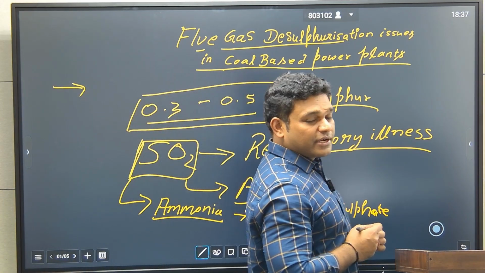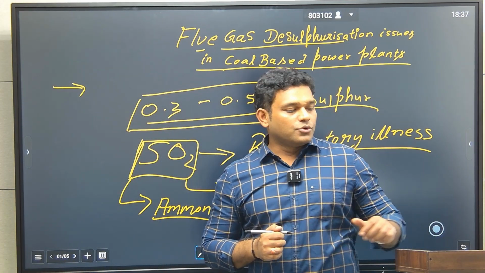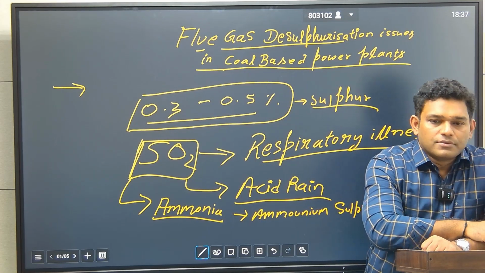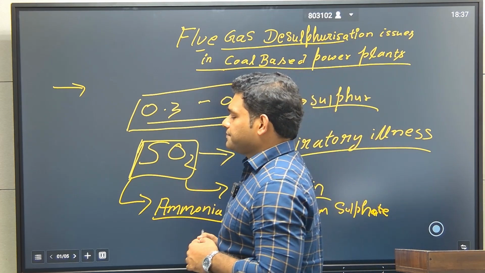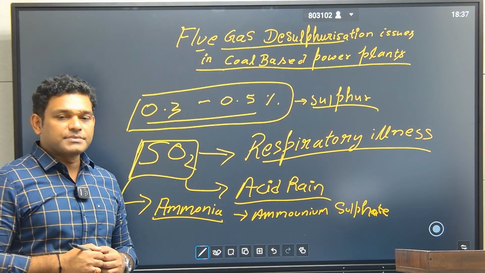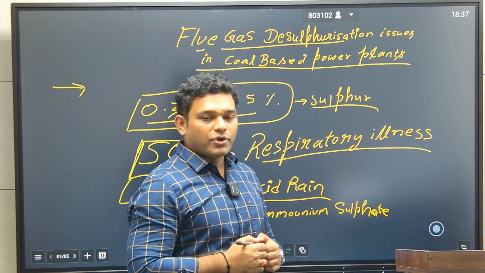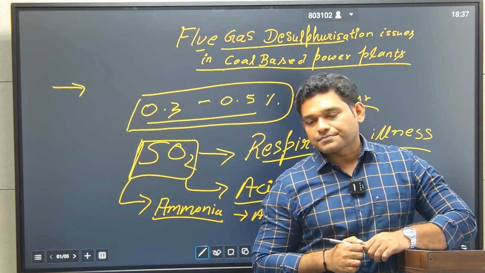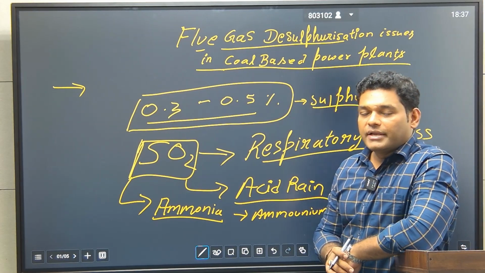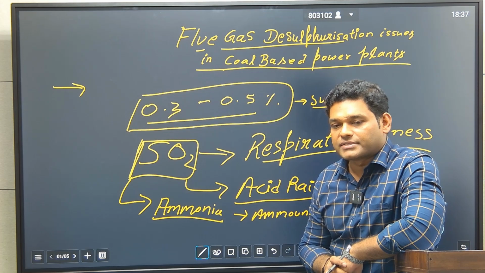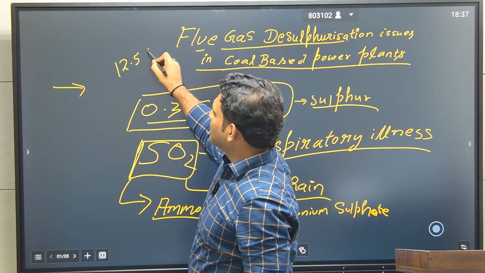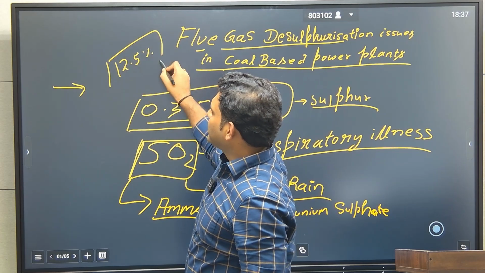So we need to cut down the emissions from our thermal power plants to control the emission of sulfur dioxide. So the Government of India mandated installing FGD systems so that the sulfur pollution can be controlled, right? India is the top producer of sulfur dioxide, around 12.5%, according to a report by the Center for Research on Energy and Clean Air.